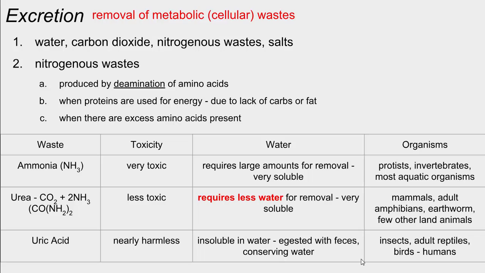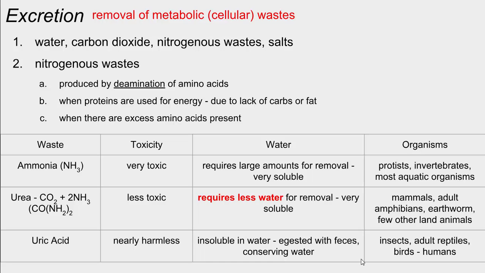And different organisms have different means of dealing with that nitrogen. And that's what this table indicates. So some organisms take that nitrogen, transform it into ammonia, NH3. Ammonia, however, is very toxic to the organism. So it has to be eliminated pretty quickly. And to eliminate it, it requires a large amount of water. And so the organisms that typically turn the nitrogen into ammonia and excrete it are organisms where they have plenty of water. So things that live in the water, protists, invertebrates, most aquatic organisms, because a lack of water is not an issue, they generally get rid of the nitrogen through releasing ammonia.